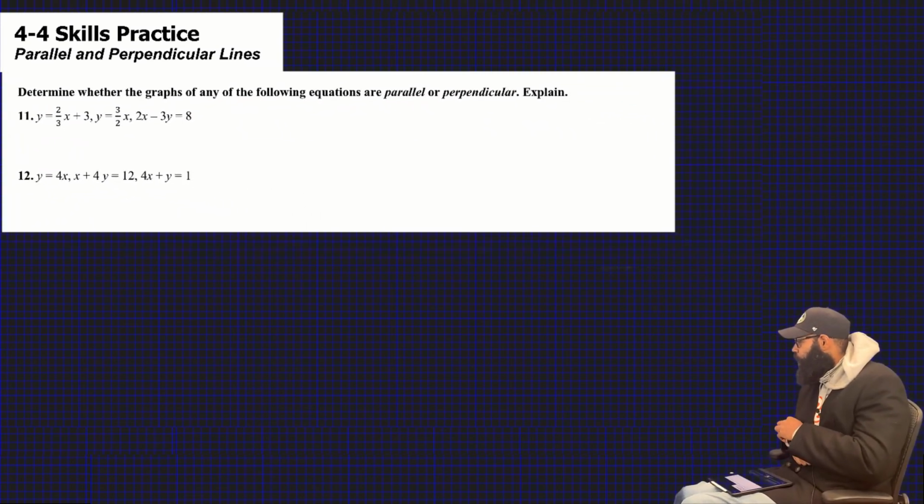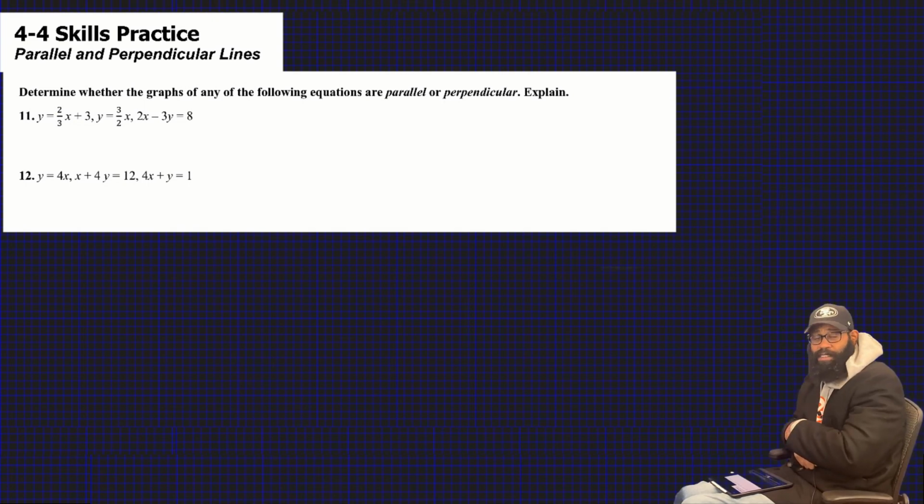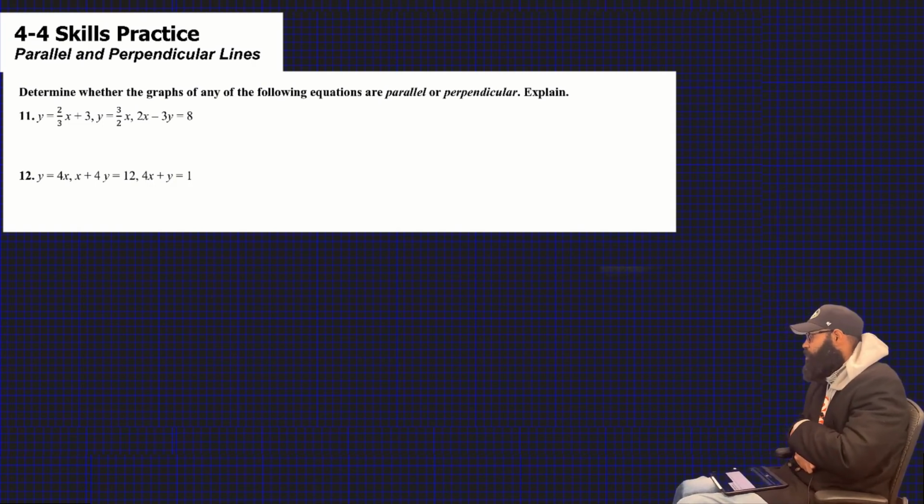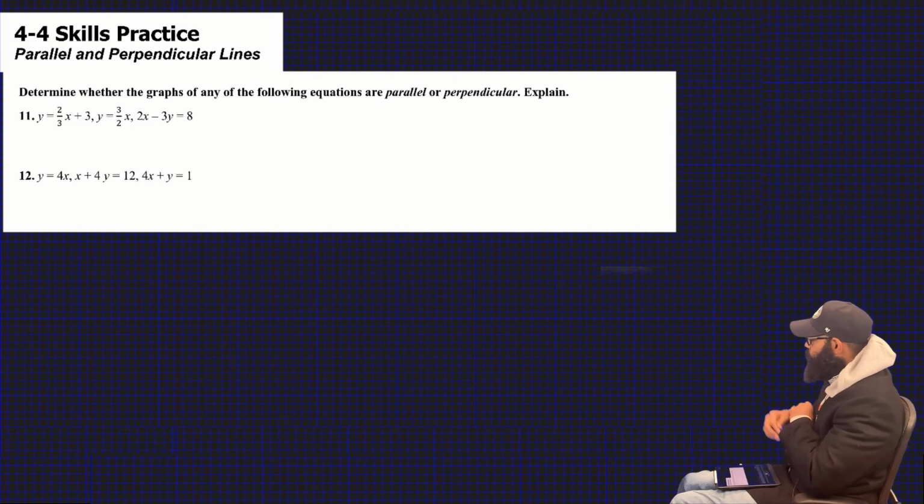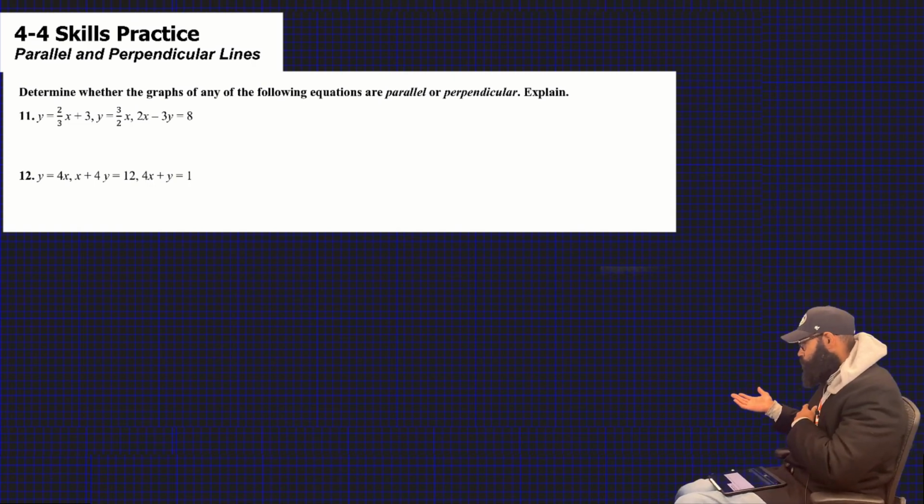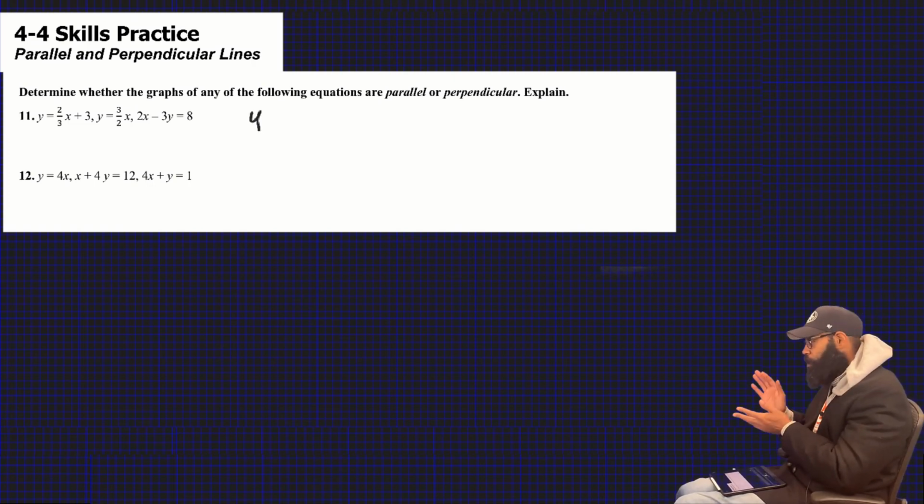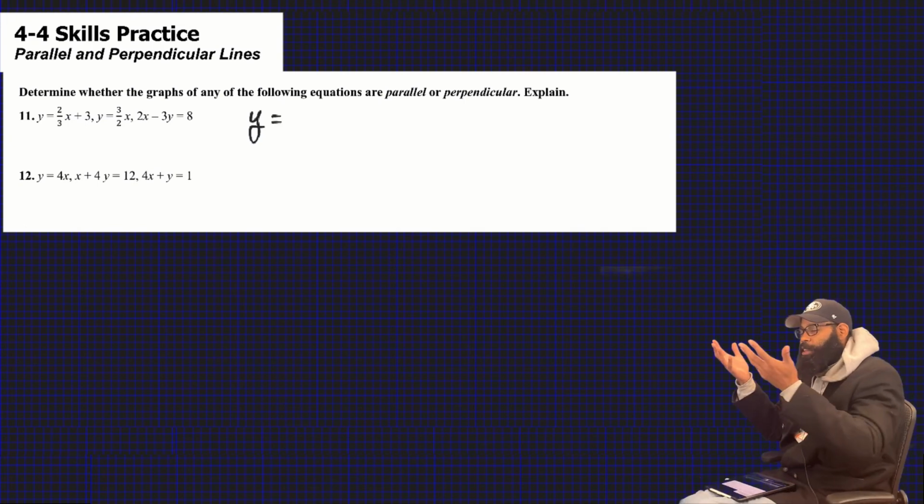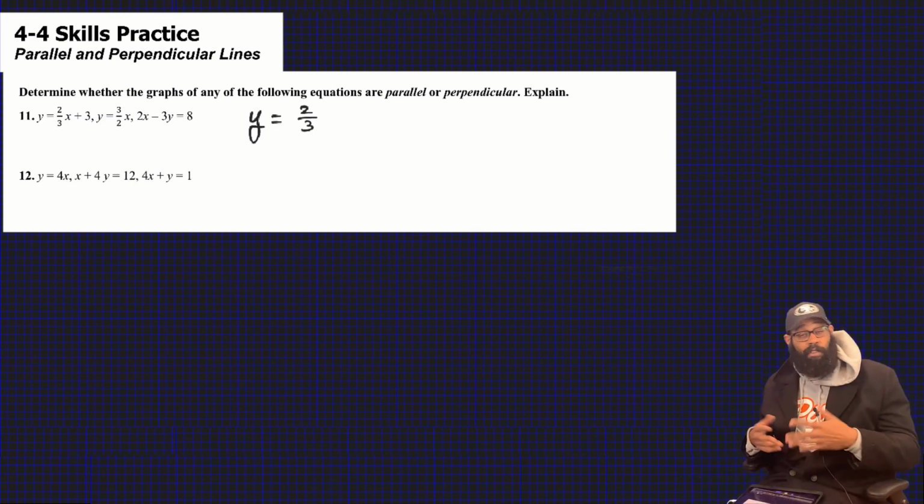So, determine whether the graphs of any of the following equations are parallel or perpendicular. Explain. So again, guys, the exact same thing. You notice that the last 2 slopes were the same, which indicates that they are parallel. So with this one, guys, I take a little time as I'm doing the handout, probably to digest what's going on and what I'm doing.